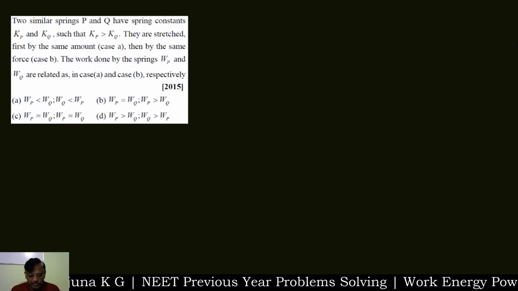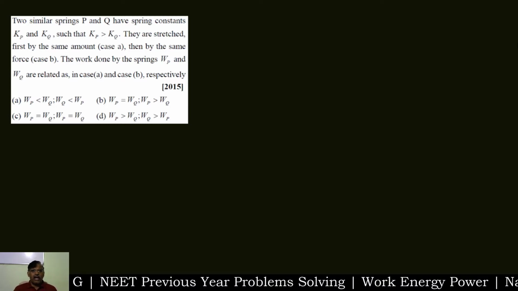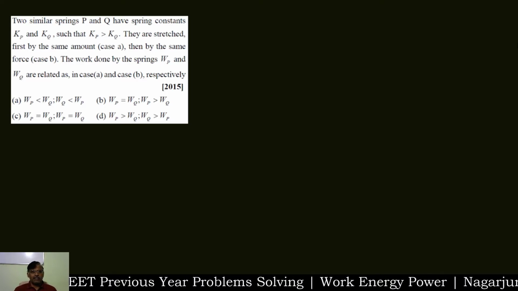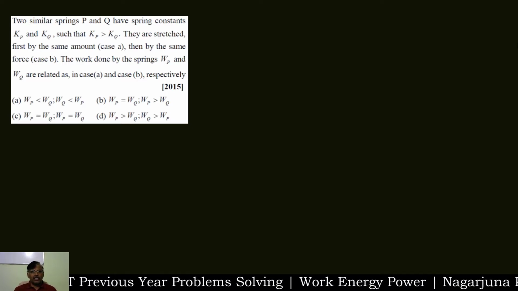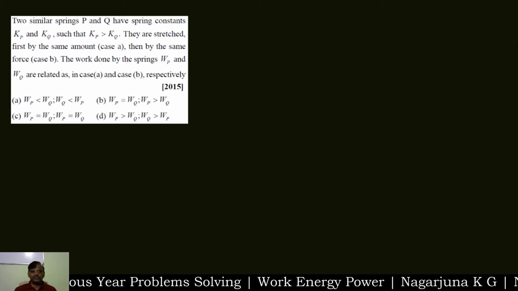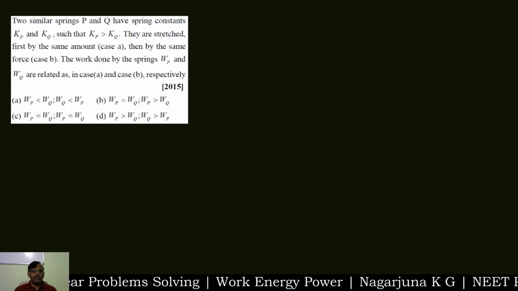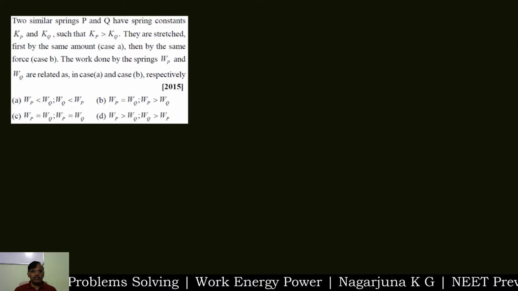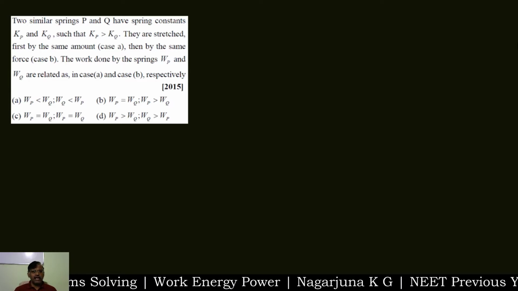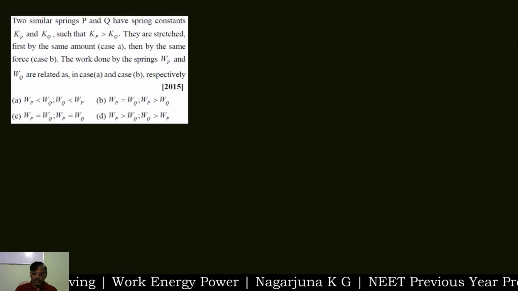Okay, the first question. Two similar springs P and Q have spring constants Kp and Kq such that Kp is greater than Kq. They are stretched first by the same amount, case A, then by the same force, case B. The work done by the springs Wp and Wq are related as in case A and case B respectively.